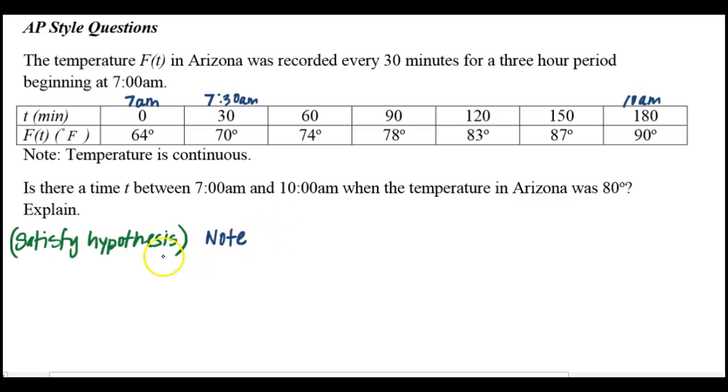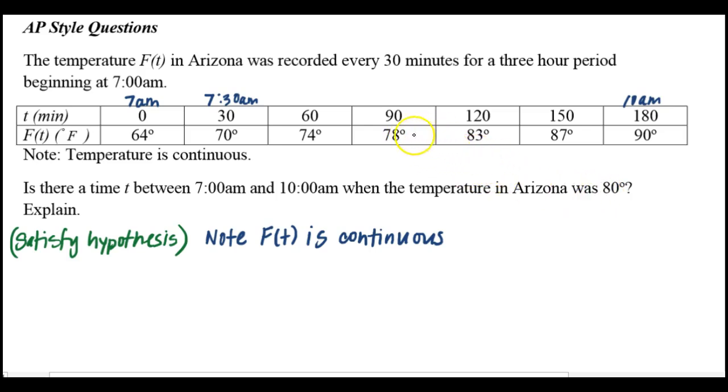It's understanding what's happening. However you are going to word it, we have to say, well, look, we can use the IVT because note F of t, we use the name of the function, F of t is continuous. So we write that down: note F of t is continuous. So we've satisfied part of the hypothesis. The other part of the hypothesis says that the temperature that we're looking for, in this case 80 degrees, is between two other temperatures that are given.